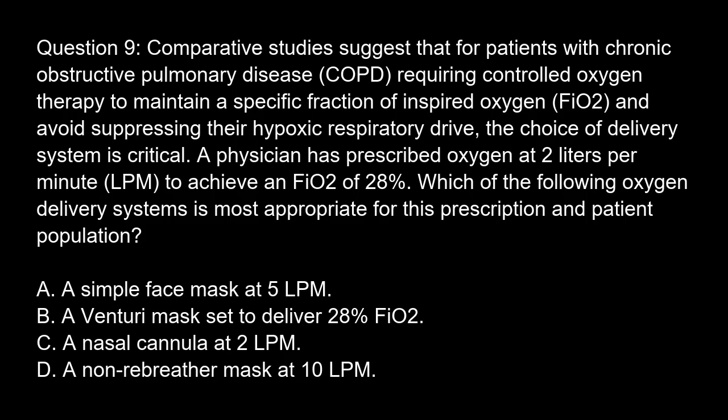Question 9. Comparative studies suggest that for patients with chronic obstructive pulmonary disease, COPD, requiring controlled oxygen therapy to maintain a specific fraction of inspired oxygen, FiO2, and avoid suppressing their hypoxic respiratory drive, the choice of delivery system is critical. A physician has prescribed oxygen at 2 liters per minute, LPM, to achieve an FiO2 of 28%. Which of the following oxygen delivery systems is most appropriate for this prescription and patient population?